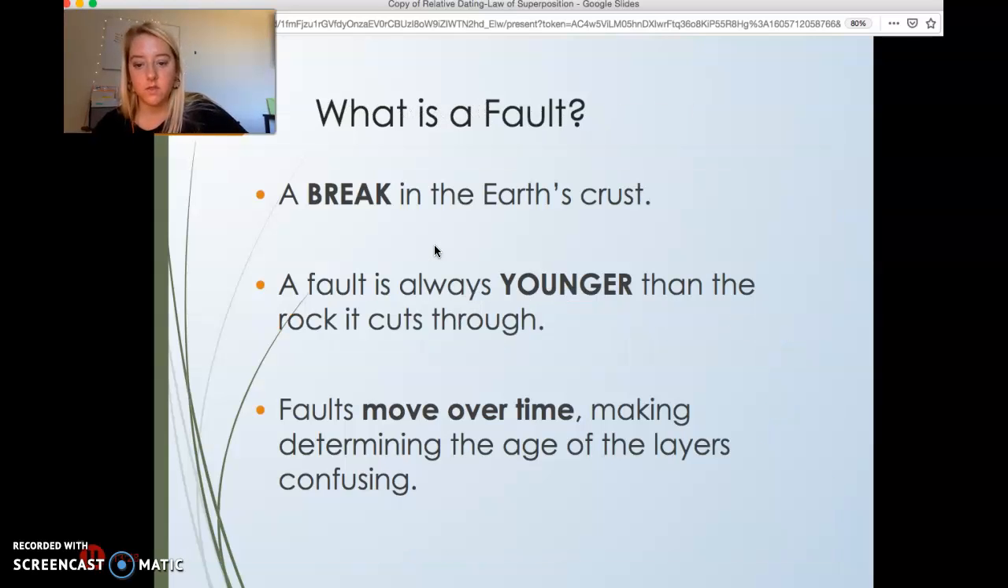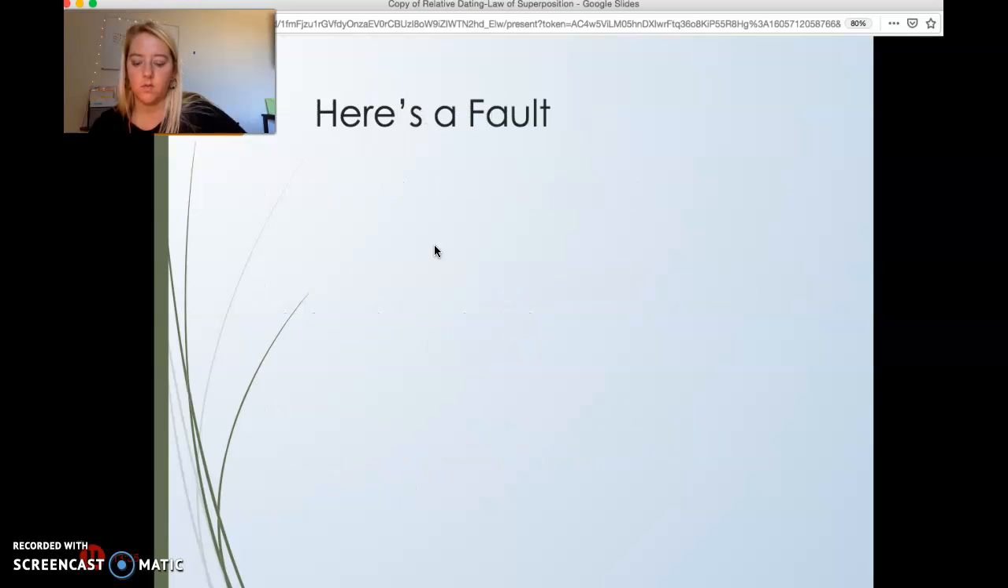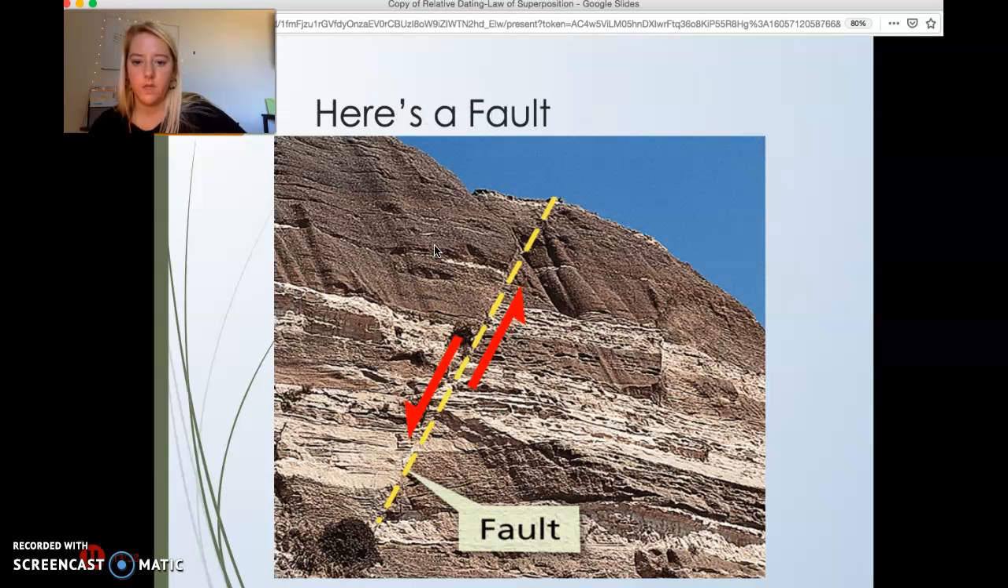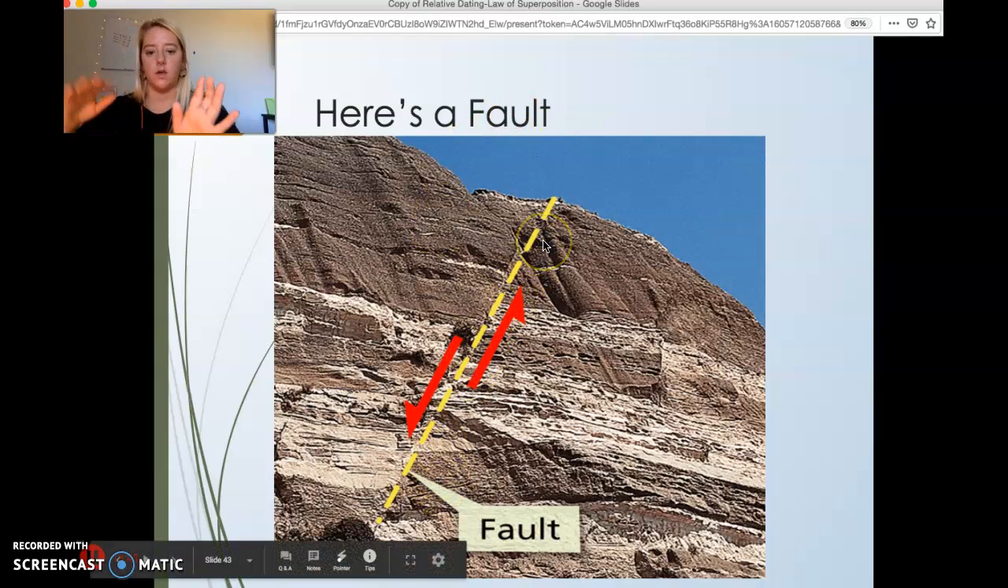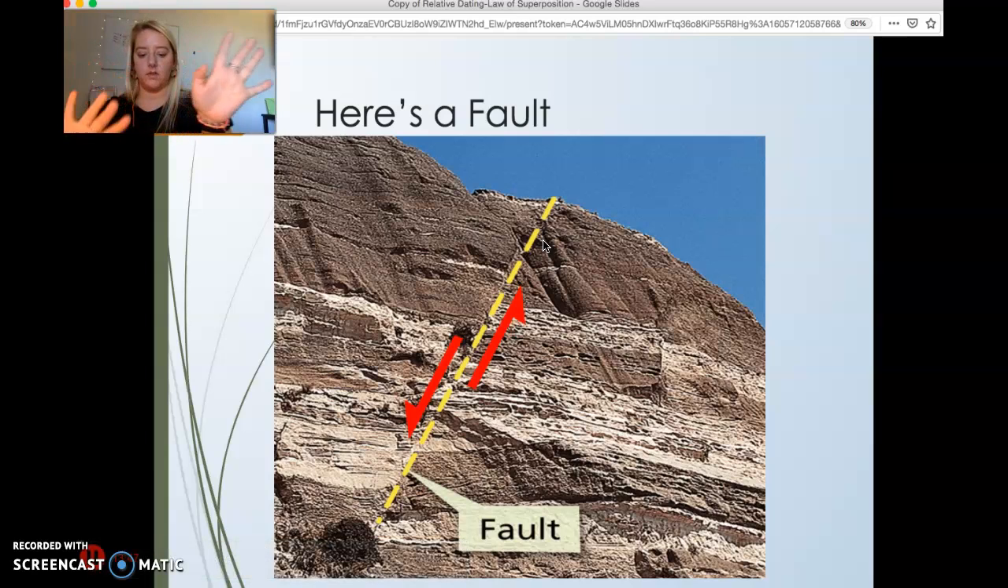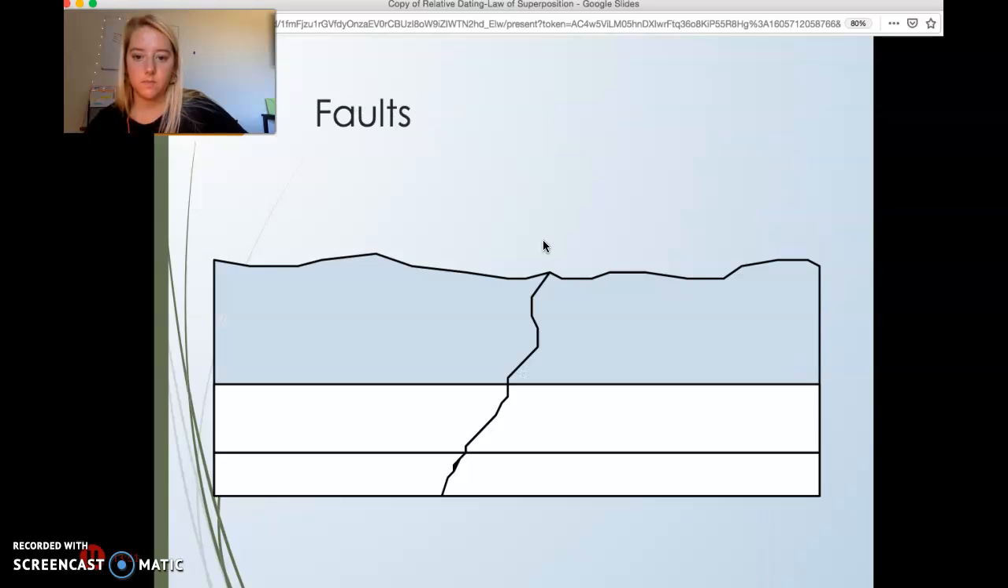Last thing, a fault. A fault is the break in the Earth's crust. A fault is always younger than the rock it cuts through. Faults move over time, making determining the layers of the rocks confusing. So here's a fault or a cut along the surface. You can see it's almost like we took the rocks and went and slid them past one another. This is often caused by the movement of the tectonic plates.